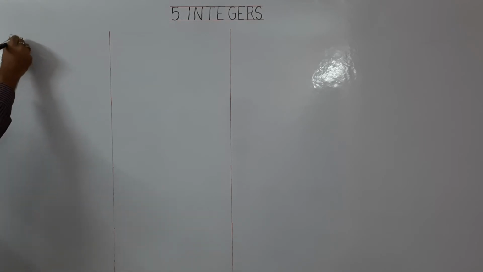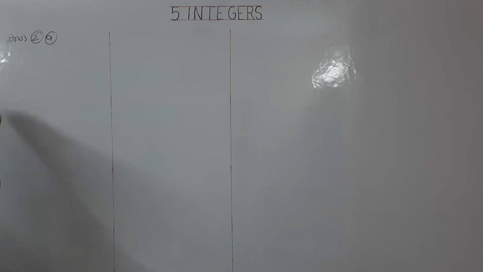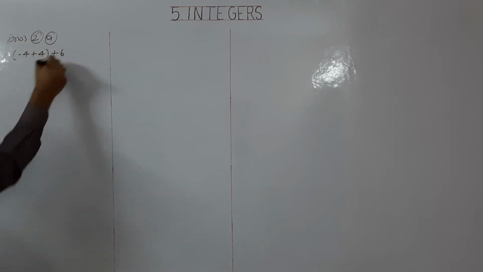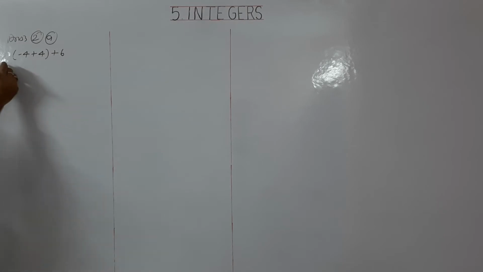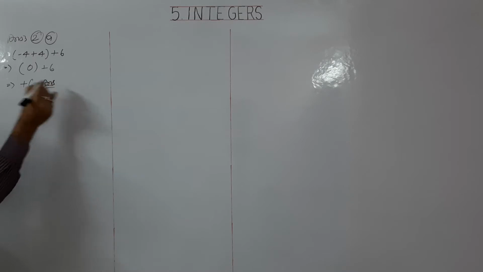Next question, question number 2. Simplify. First part: minus 4 plus 4 after the bracket, plus 6. So in the next step we can solve this bracket first. Minus 4 plus 4 is 0, plus 6. So the answer is plus 6 or 6.